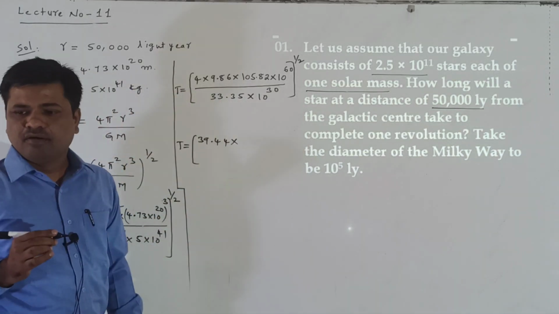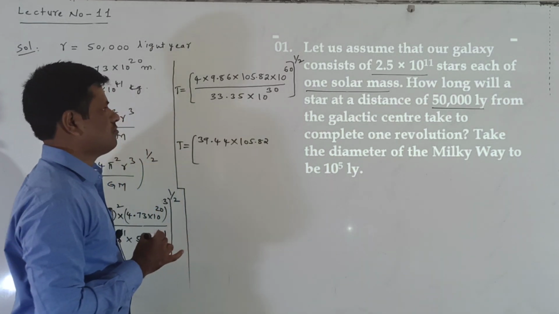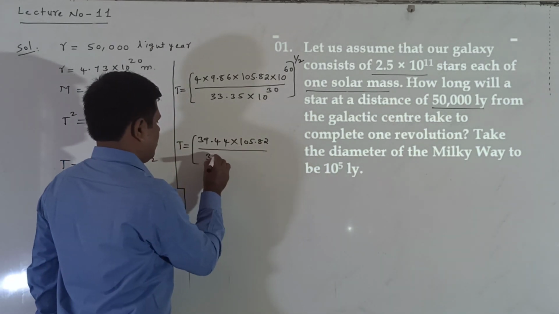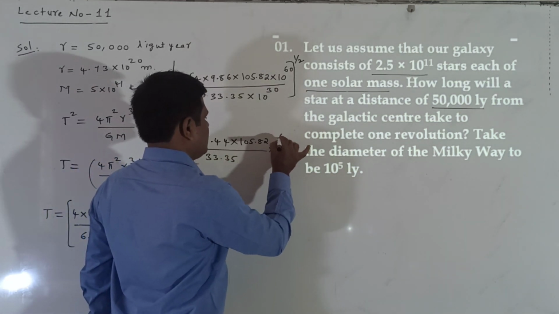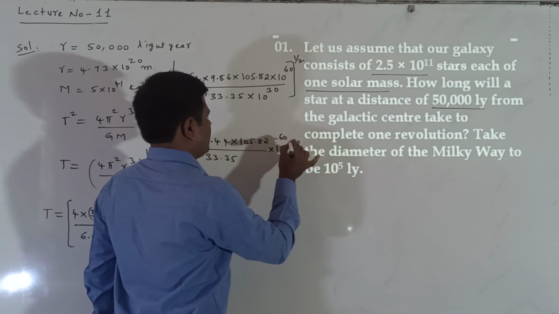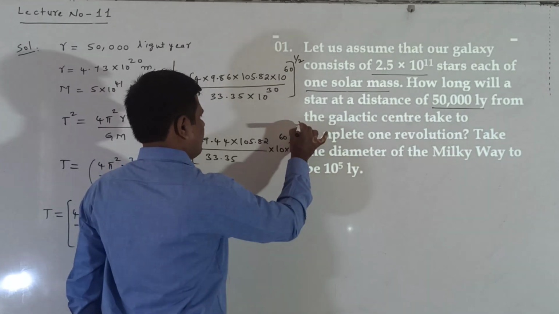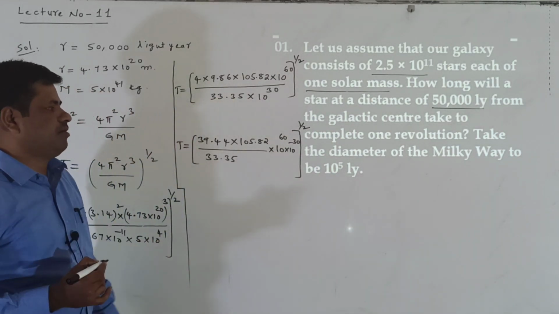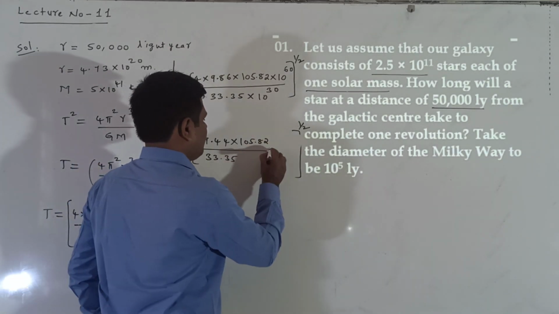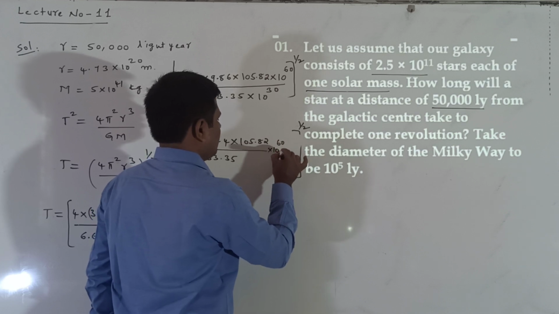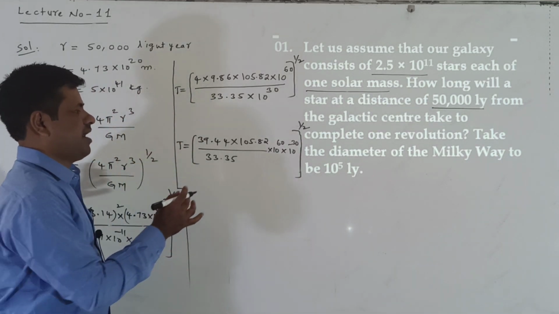Next, this is 105.82 by 33.35 into 10 power of 60 into 10 power of minus 30, whole power of 1 by 2. Taking into the numerator, 10 power of minus 30 becomes minus 30. I am writing once again: 10 power of 60 into 10 power of minus 30, taking into the numerator, this is minus 30.